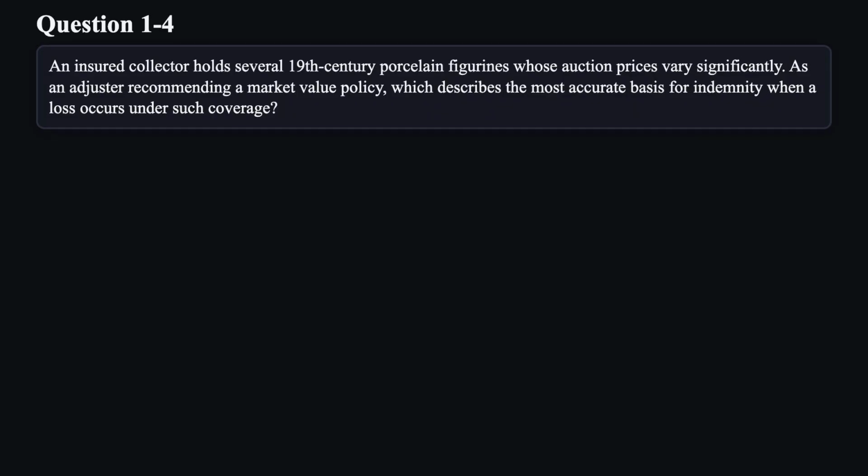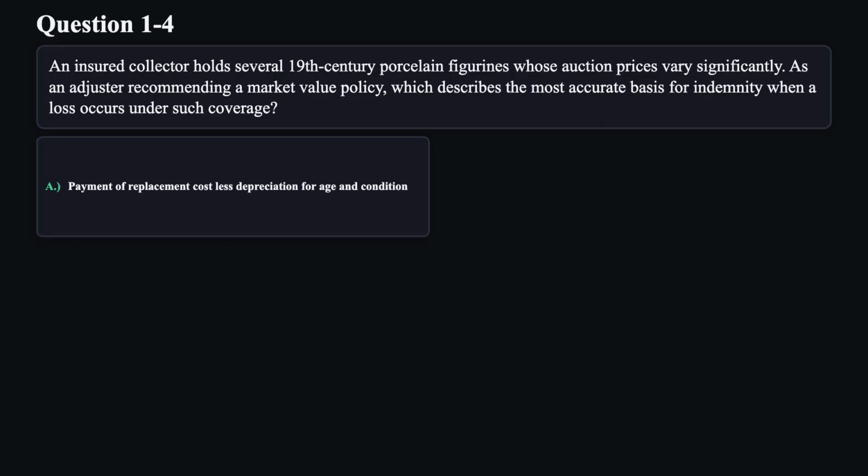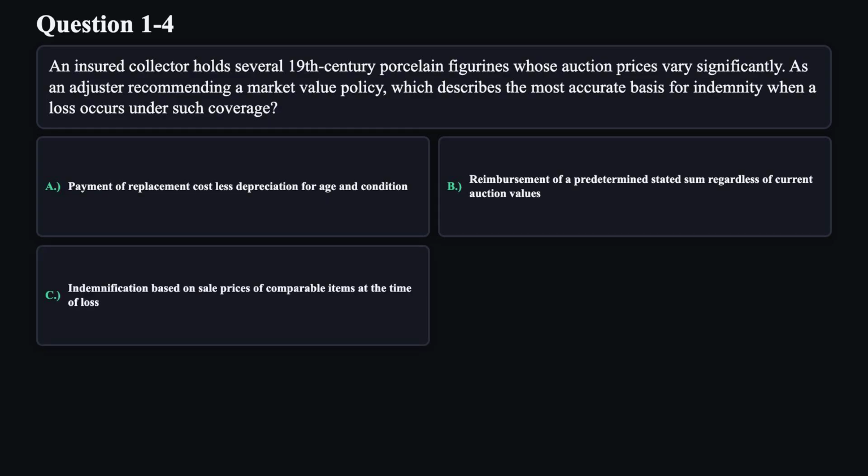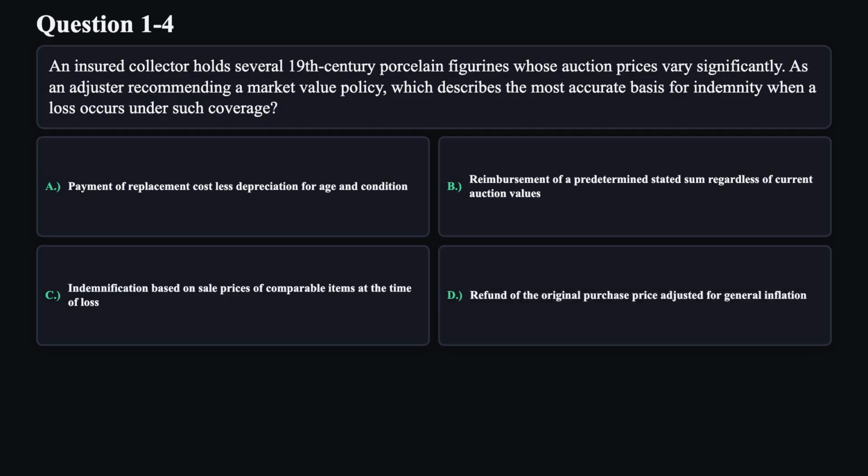Question 4. An insured collector holds several 19th century porcelain figurines whose auction prices vary significantly. As an adjuster recommending a market value policy, which describes the most accurate basis for indemnity when a loss occurs under such coverage? A. Payment of replacement cost less depreciation for age and condition. B. Reimbursement of a predetermined stated sum regardless of current auction values. C. Indemnification based on sale prices of comparable items at the time of loss. D. Refund of the original purchase price adjusted for general inflation.